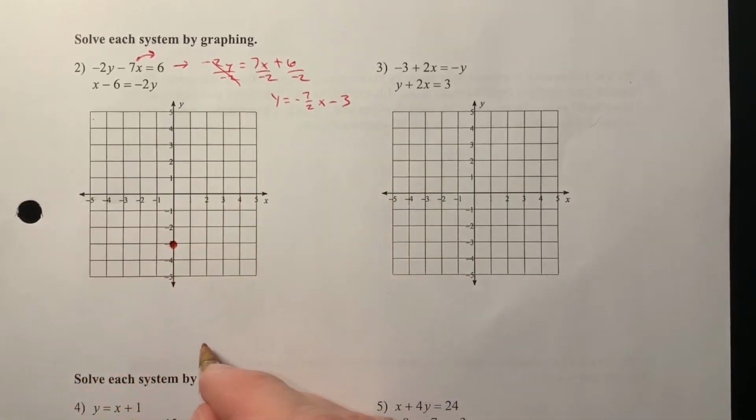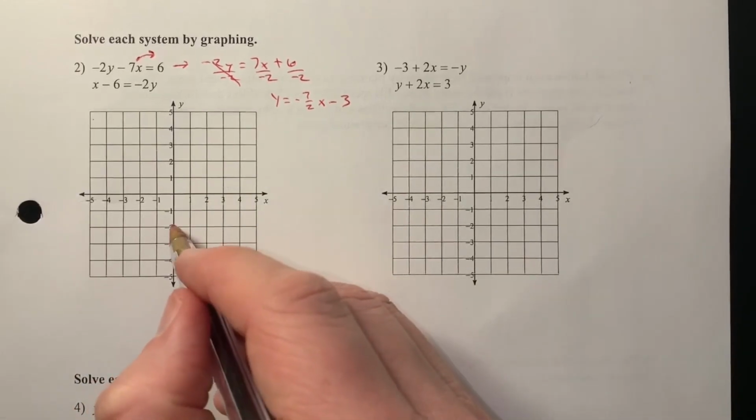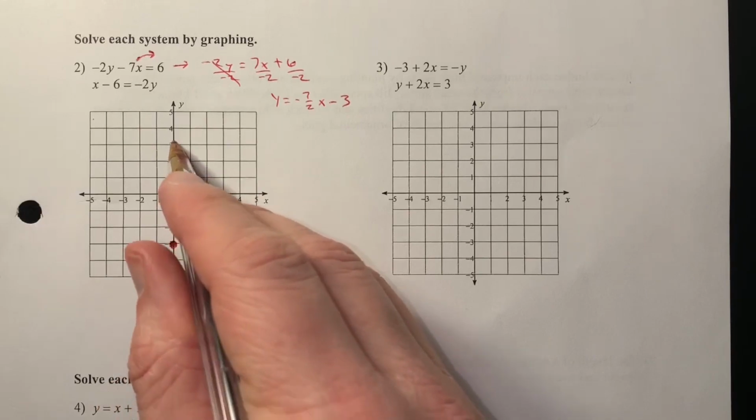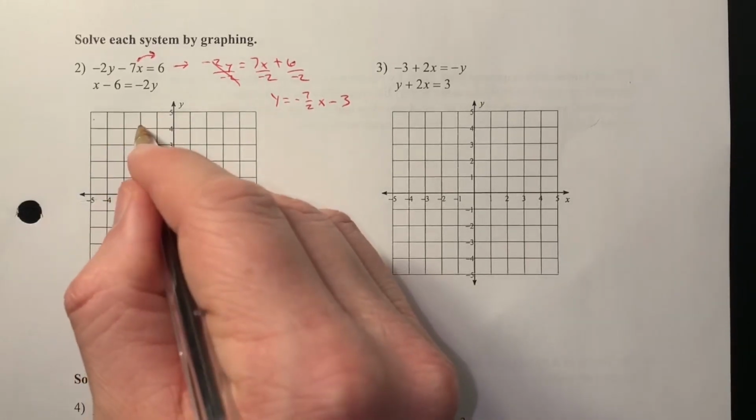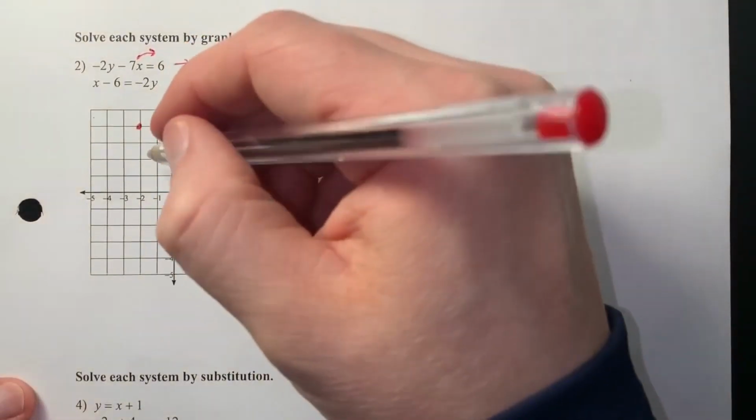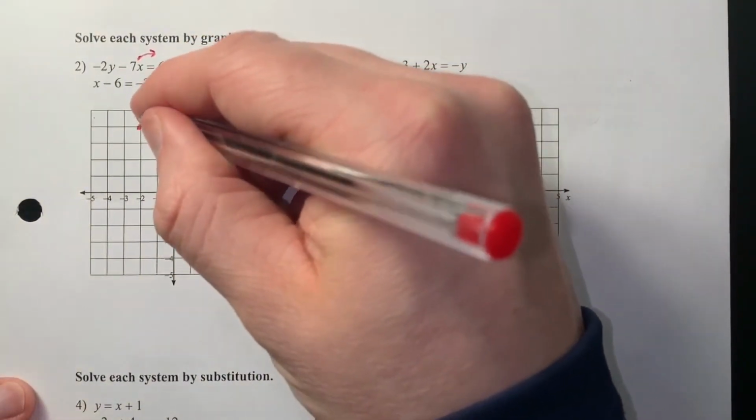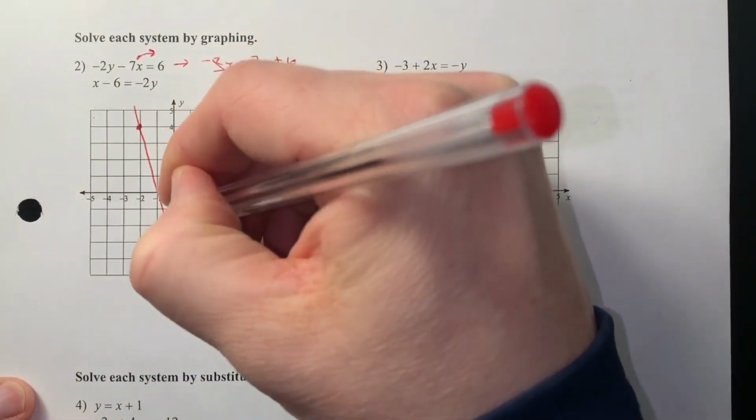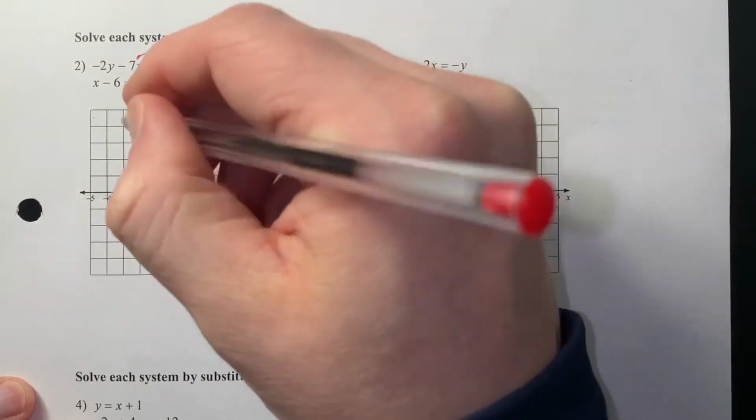So I have a y-intercept of negative 3 and a slope of negative 7 over 2. So that's down 7, right 2, but that's not going to fit. So I'll go up 7 and left 2, and that's right there. Okay, so those are the only 2 points I'm going to fit on this graph. So it's going to look about like that.